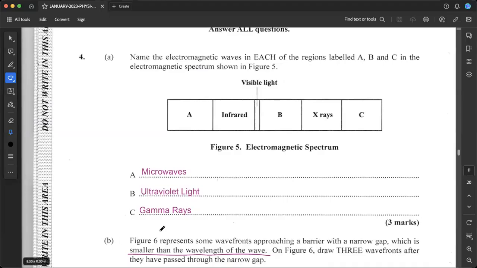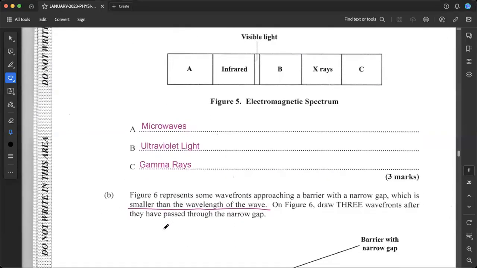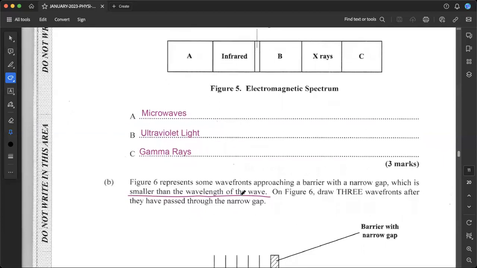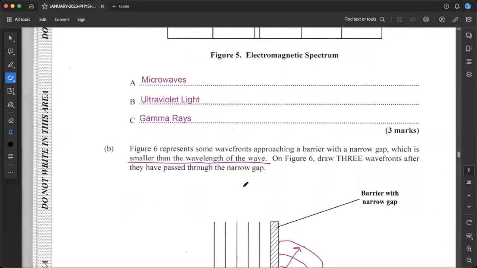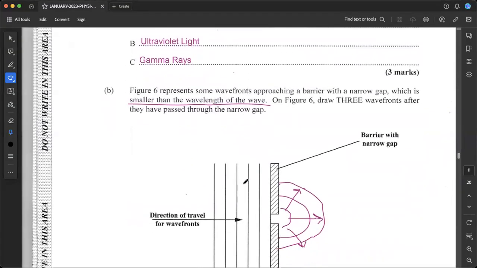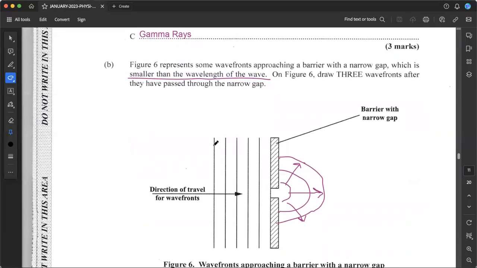Okay, so part B is saying figure 6 represents some wavefronts approaching a barrier with a narrow gap, which is smaller than the wavelength of the wave, right? So this is our figure. We have these wavefronts approaching this barrier, which has a narrow gap here. And that narrow gap is much smaller than the wavelength of this wave, right? So they're saying that on figure 6, they want us to draw 3 wavefronts, only 3 wavefronts after they have passed through the narrow gap, right?